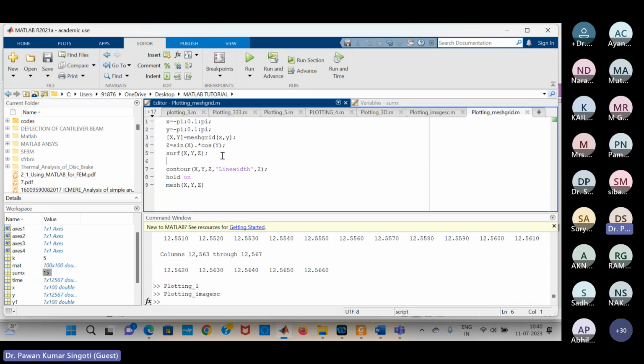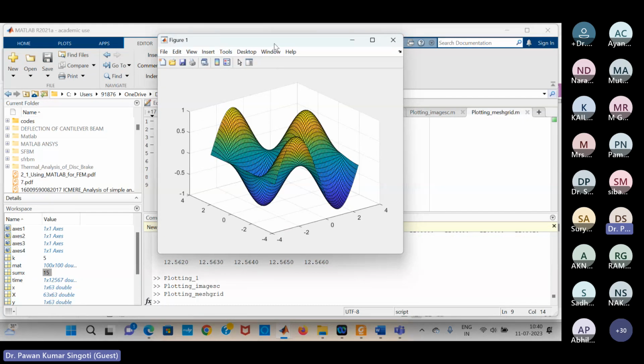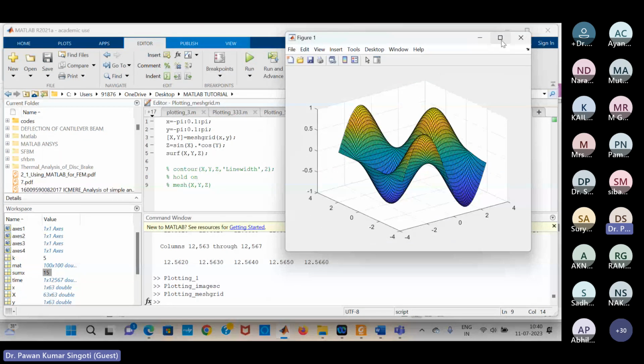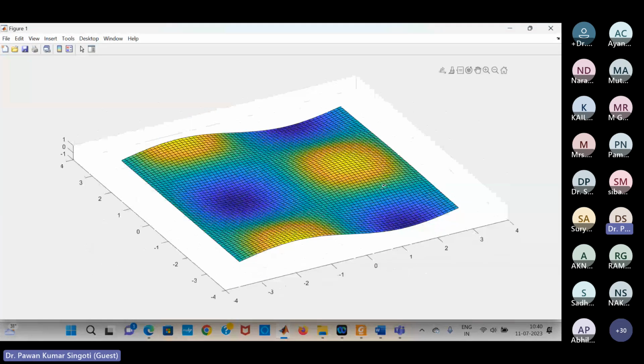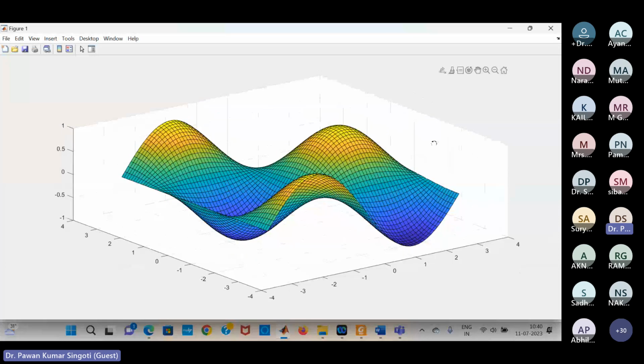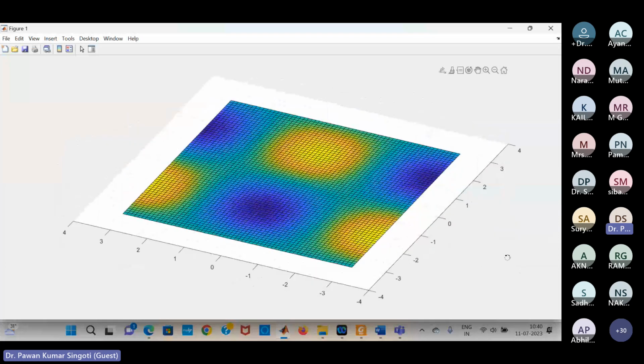And z will comprise of these two. Z will be sin x into cos y. I'm just commenting on this one. Many of you know, if I comment on this one, this green line will not appear as part of the program. Just clicking on this one, you can see the surface plot. This is a three-dimensional surface plot made by simple x and y matrix and meshgrids.